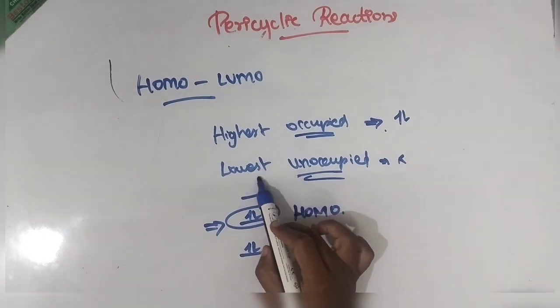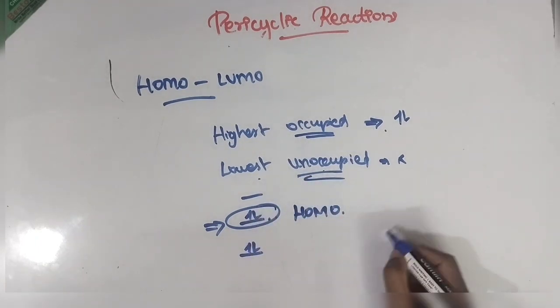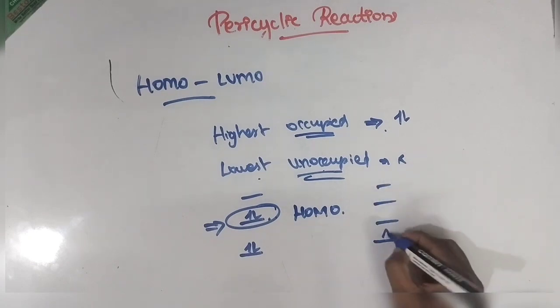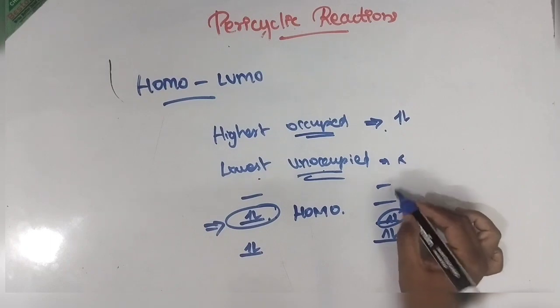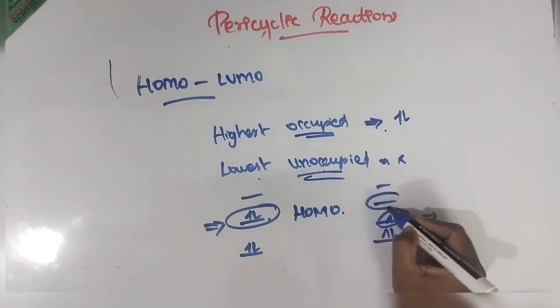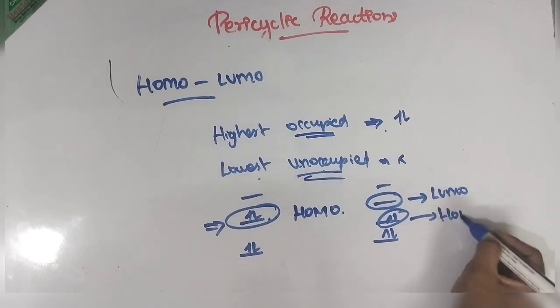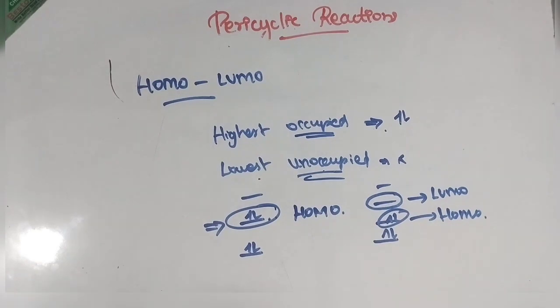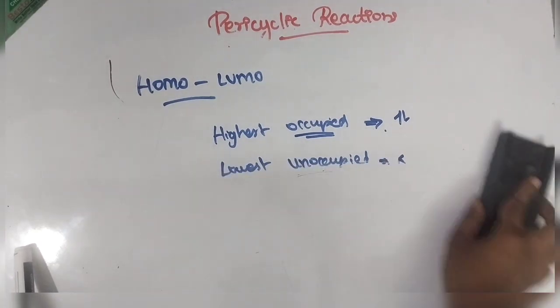Then what is lowest unoccupied? Lowest unoccupied means that particular orbital shouldn't have electrons, and it should be the lowest orbital. See, for example, if you have like this and this is a HOMO, both the other orbitals don't have electrons. But you have to look for the lowest orbital. Hence, this is LUMO and this is HOMO. Okay, this is the HOMO-LUMO concept. You will be clear when I provide examples.